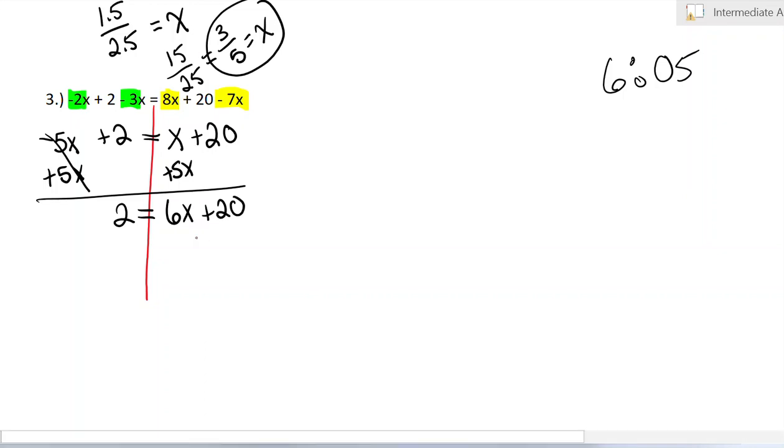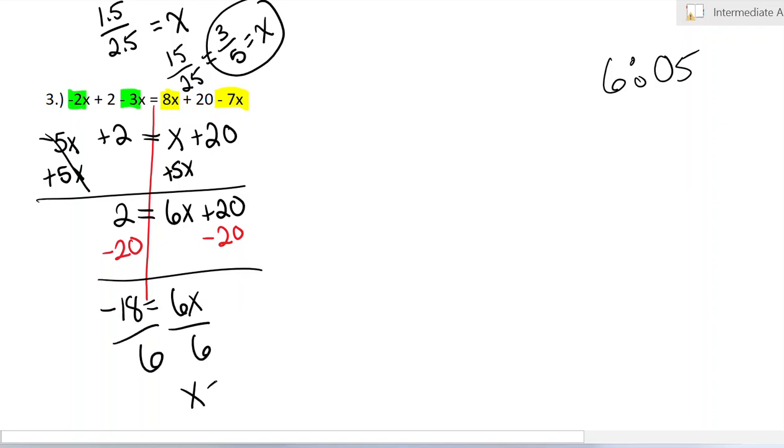Now I want to get that x by itself, so I'm going to subtract 20. And we're going to get negative 18 equals 6x. Divide by 6, x equals negative 3.